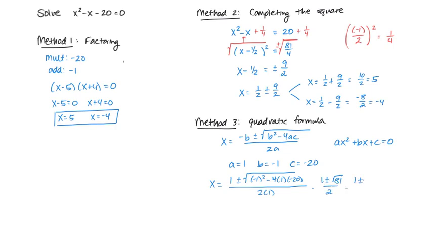Since the square root of 81 is a perfect square, we can simplify that to be just 9 all over 2. Again, this is giving us two solutions, 1 plus 9 all over 2 and 1 minus 9 all over 2. So 10 over 2 gives us 5, 1 minus 9, negative 8 over 2 gives us negative 4. So same solution, but three different methods of solving the same quadratic equation.